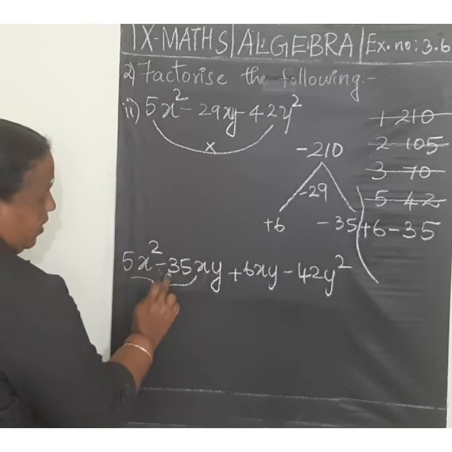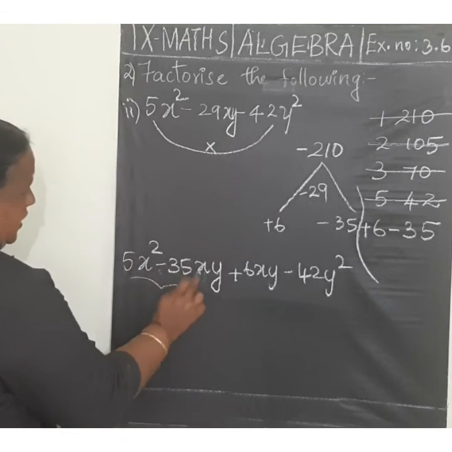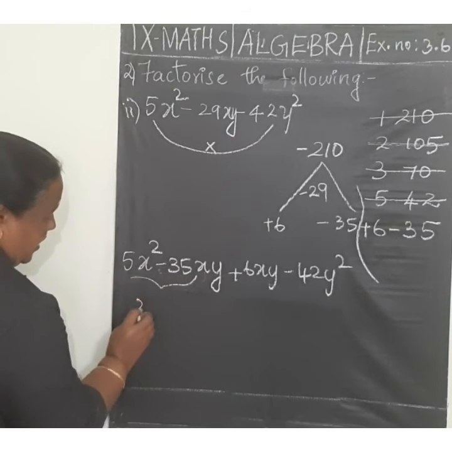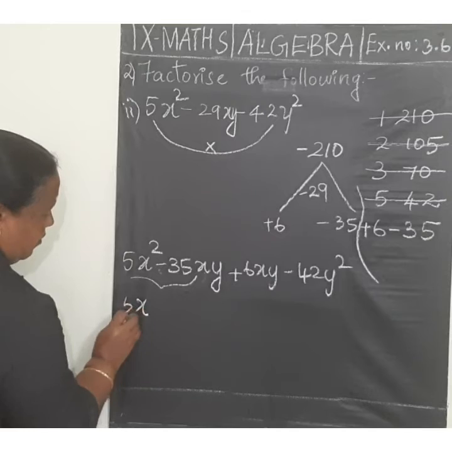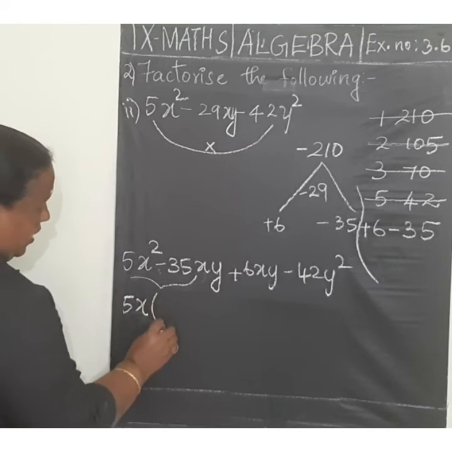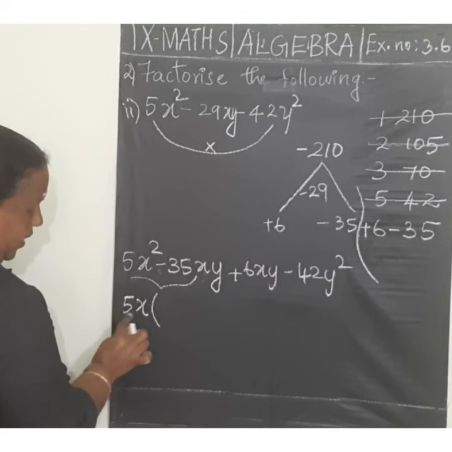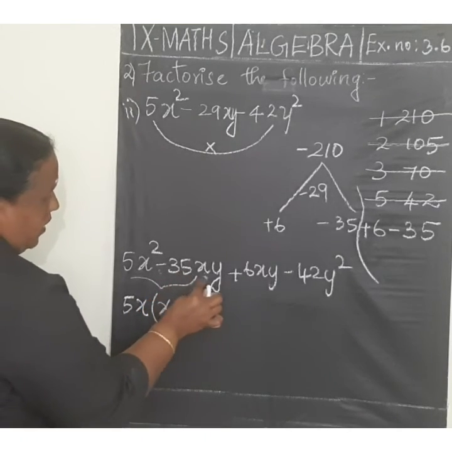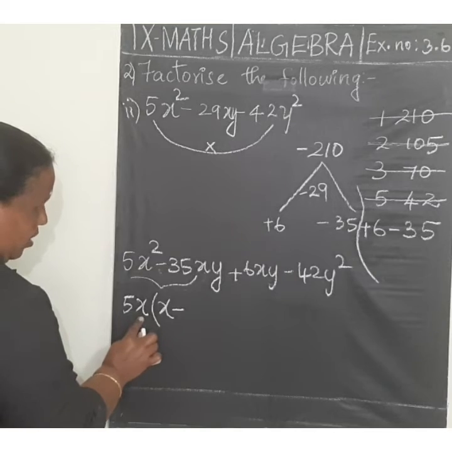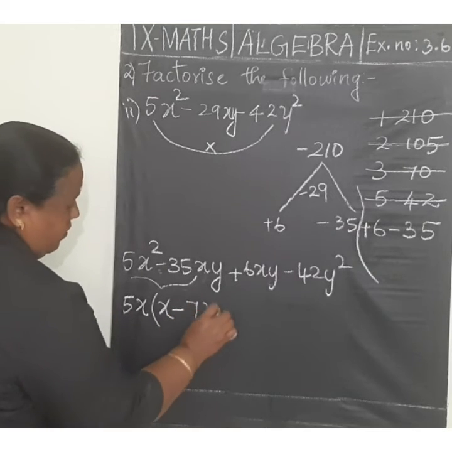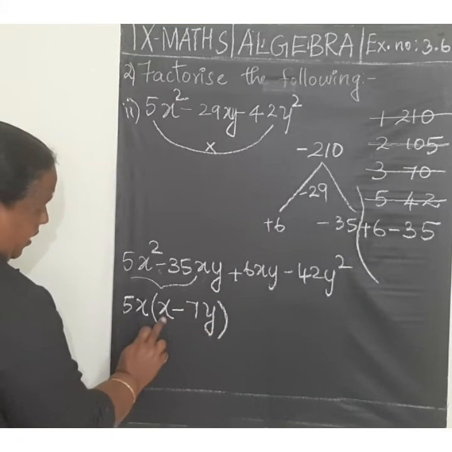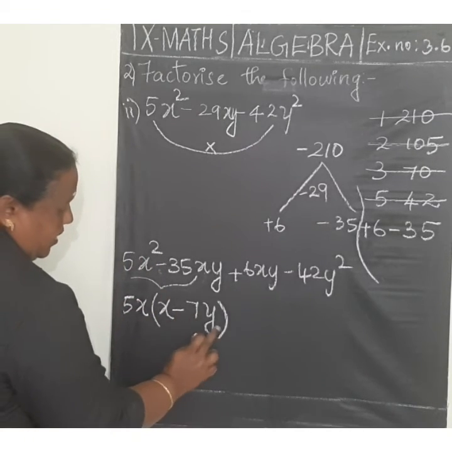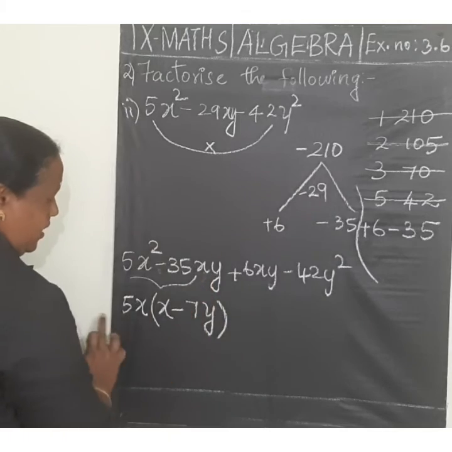Here 5x squared minus 35xy. Now in these first two terms, x is common, and 5 is common. So we have taken 5x outside. Here from 5x squared we have taken 5x outside, the remaining is x. Here minus, in this 35xy we have taken 5x as common, so the remaining is 7y. Now 5x into x is 5x squared, and 5x into minus 7y, we are getting minus 35xy.